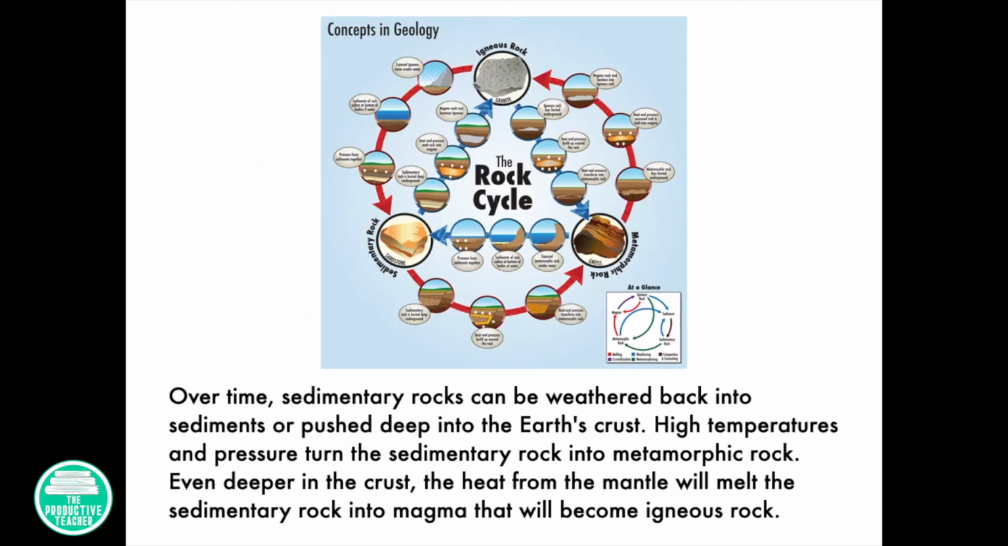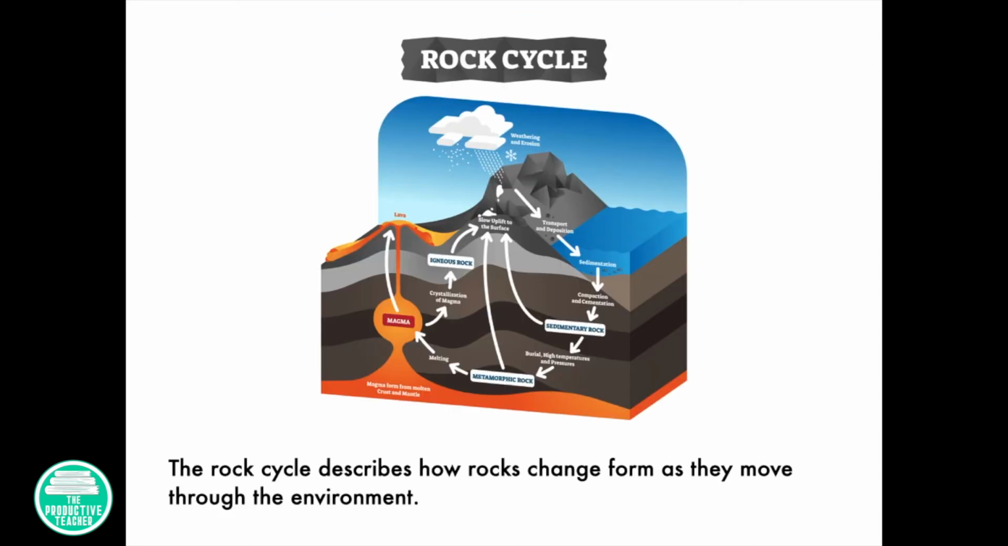Over time, sedimentary rocks can be weathered back into sediments or pushed deep into the Earth's crust. High temperatures and pressure turn the sedimentary rock into metamorphic rock. Even deeper in the crust, the heat from the mantle will melt the sedimentary rock into magma that will become igneous rock. The rock cycle describes how rocks change form as they move through the environment.